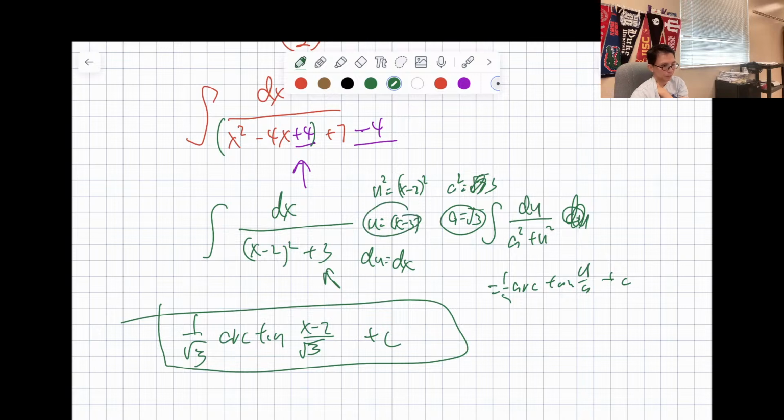I think you might have messed up that word. U equals X minus 2 squared, U equals X minus 3. Thank you. So got it, yes, that's out of there. Oh god, that's crazy.